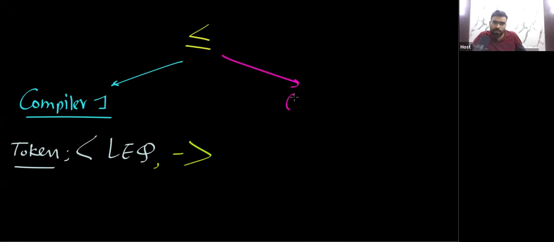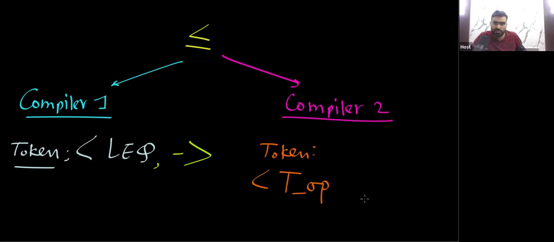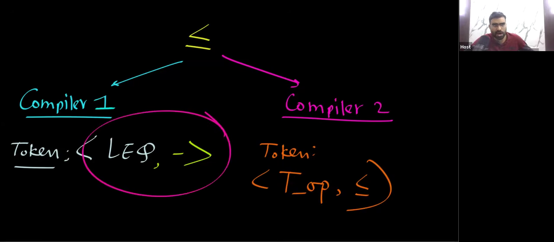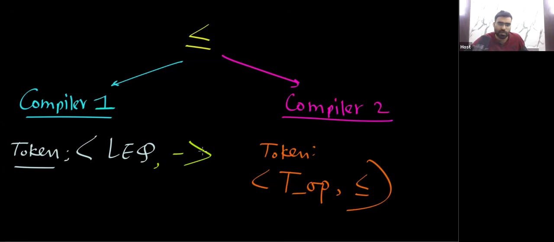But compiler 2 can generate a token like this: that this is an operator, and the attribute value is this. I hope you understood. Everything depends on the compiler: what the token name is, how to generate the token, and how many categories there are for the token. The exact details will depend on the compiler. Is this point clear?